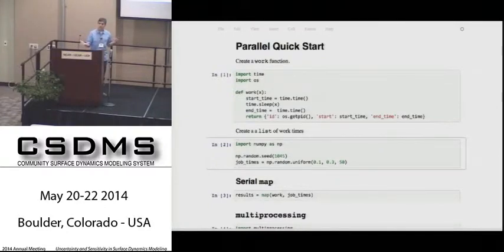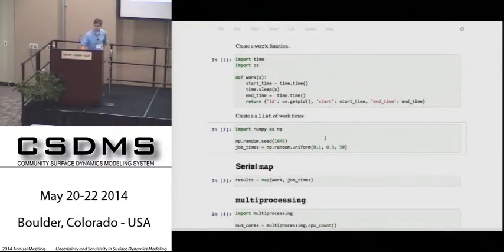Now I'm going to create a list of job times. So here I'm going to say sleep for 0.1 to 0.3 seconds. I'm not sleeping very long. That's because I just want to show the parallel capability, not really do something realistic. In reality, you might be running things that take minutes to hours, and you want to parallelize those.